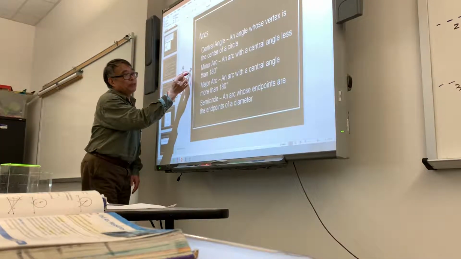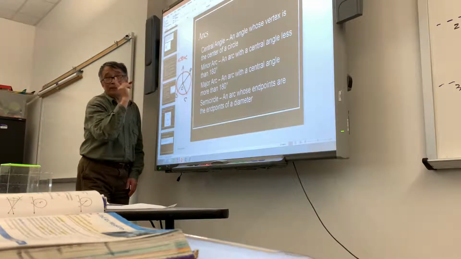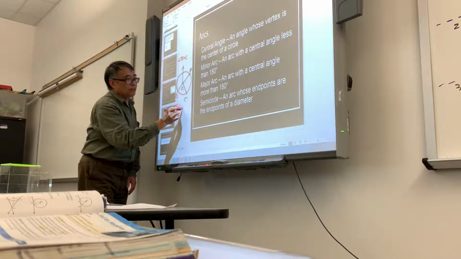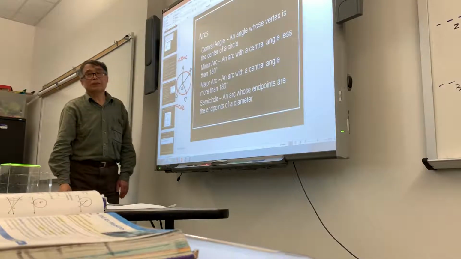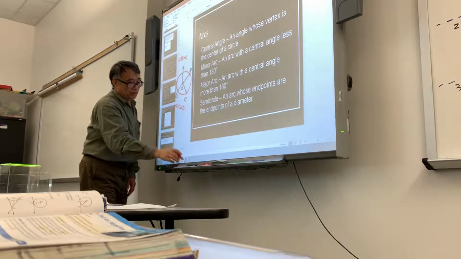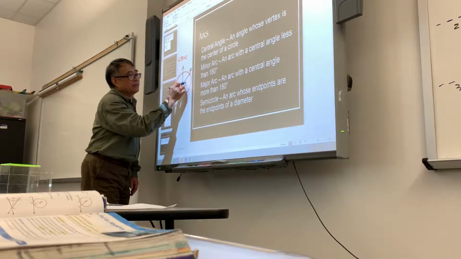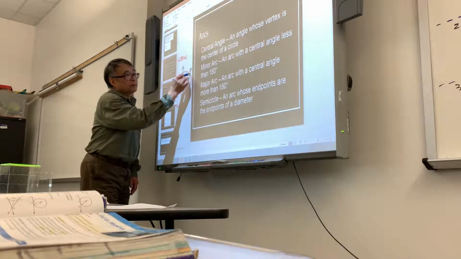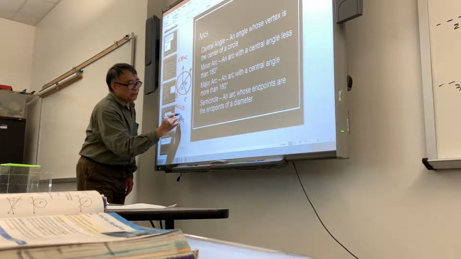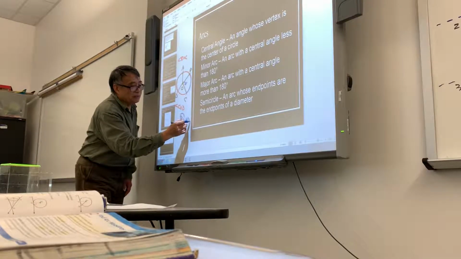We call BOC, angle BOC, one central angle. COD is another central angle. So central angles opposite arc. For instance, BOC is 70 degrees. Arc BC, we use BC, on the top is a curve, means arc BC equals 70 degrees.